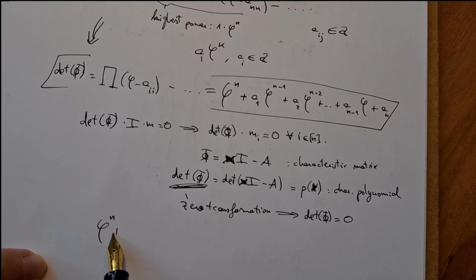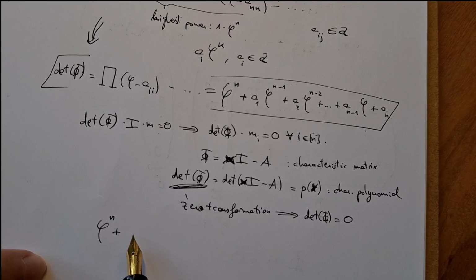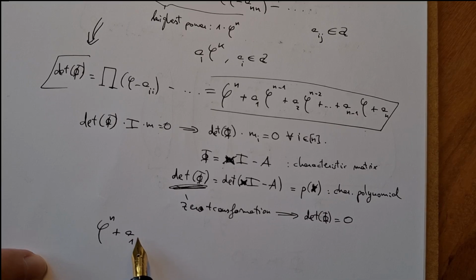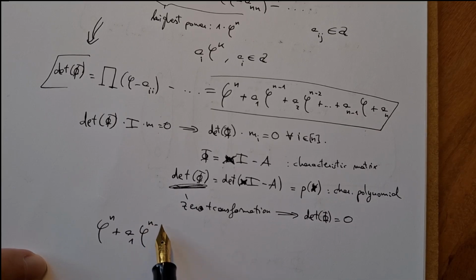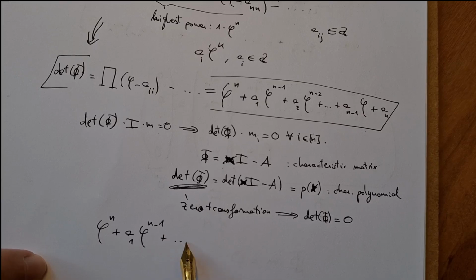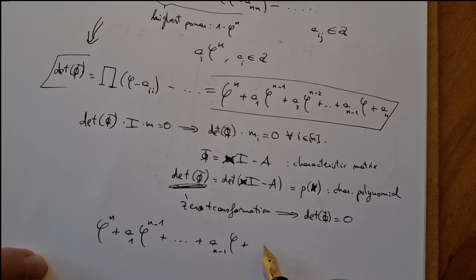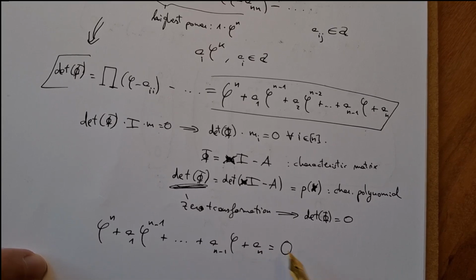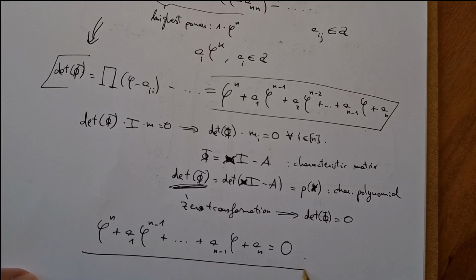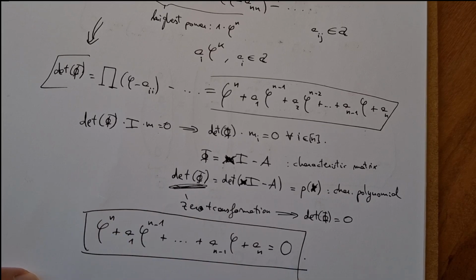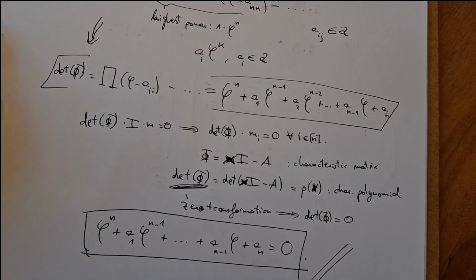So that we have what we had at the statement of the Cayley-Hamilton theorem. So that psi to the power of n plus a sub 1 multiplied by psi to the power of n minus 1 plus all the way till a sub n minus 1 multiplied by psi plus a sub n, this is equal to 0. And this is what we had as the statement of the Cayley-Hamilton theorem. So that we have proved it.